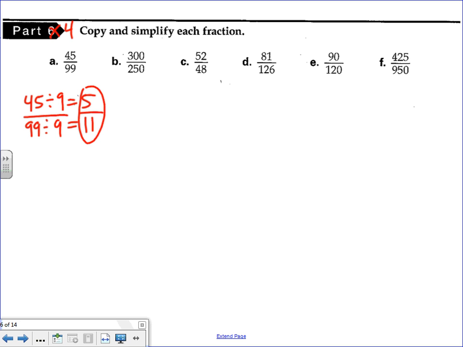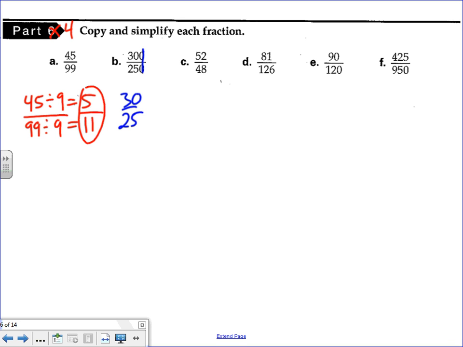Okay, for letter B, right away I know that both of these are divisible by 10 because they both end in 0. And remember, when they both end in 0, you cross out those last two zeros. So now that makes it 30 over 25.